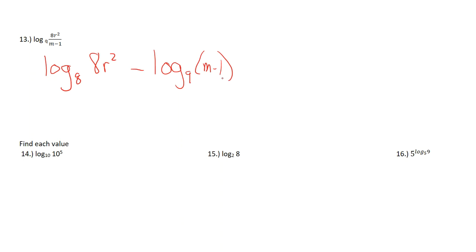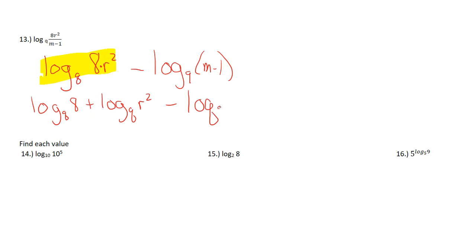And then we'll take a look at this first term right here. We'll notice that the 8 and the r are joined together with multiplication. So we're going to, again, split that up. So log of base q to the 8 plus log q of r squared minus log q of m minus 1.